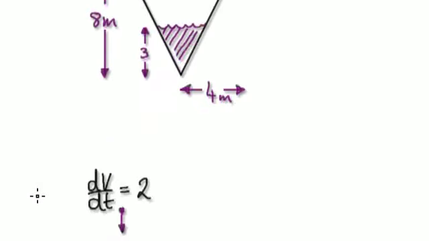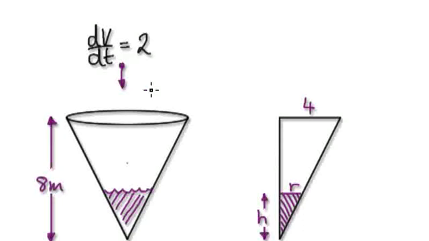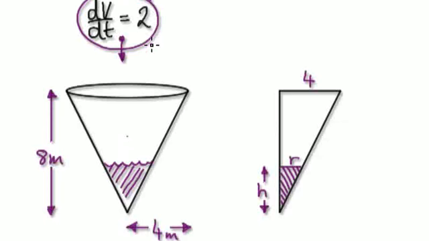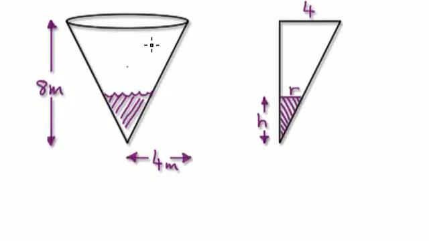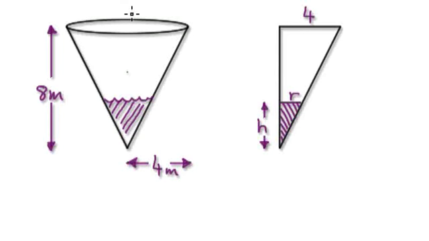Okay, so to do this, dV by dt is given to us. It's 2 here. But let's try and understand what's going on. We've got a cone here. If you cut this in half, it will give you this picture here. The water is coming in, and the height increases really fast at first, but then the height slows down.